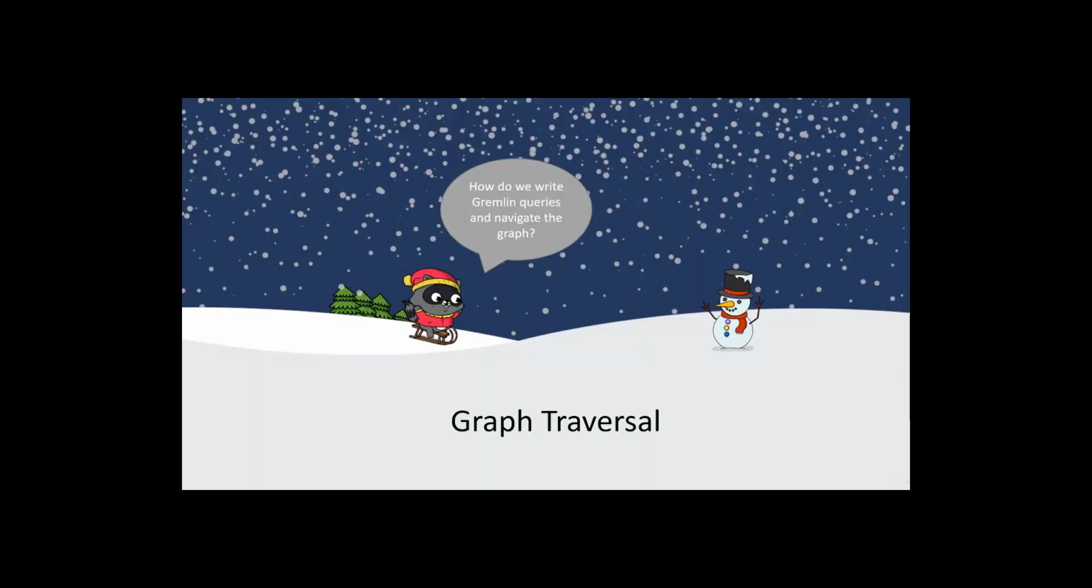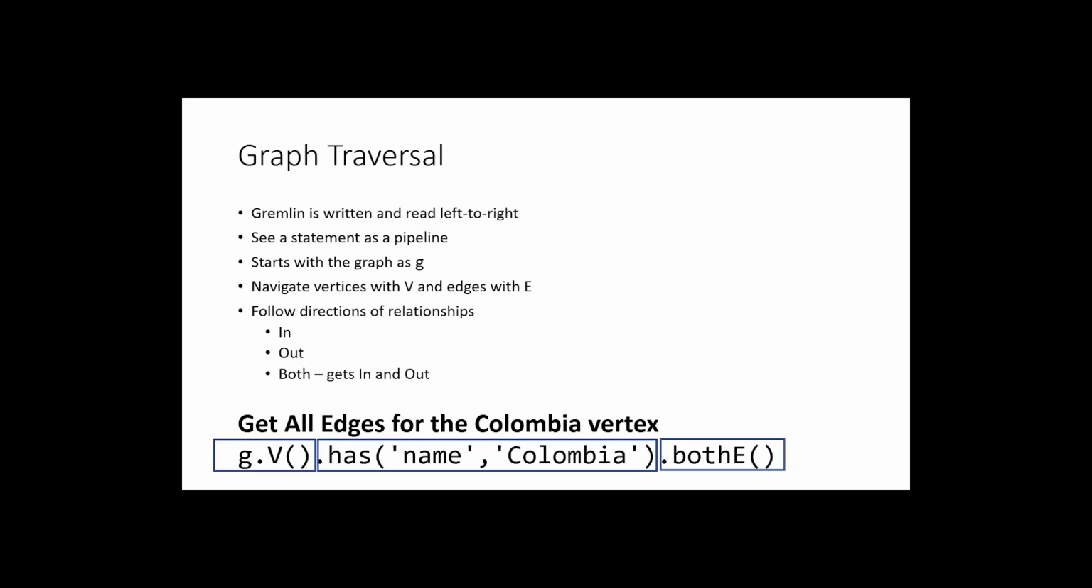How do we write Gremlin queries and navigate the graph? Well, Gremlin is written and read from left to right. See it as a pipeline. It always starts with g. Then you have to think, do you want a collection of the vertices or the collection of the edges? So g.V for vertices or E for edges. You can use your filtering with your has and then a property name and a property value. You could do has label.